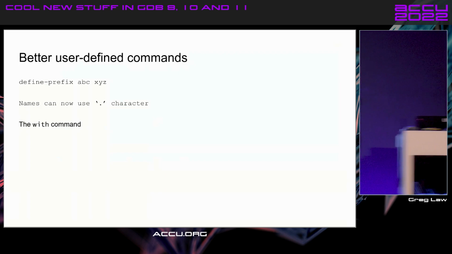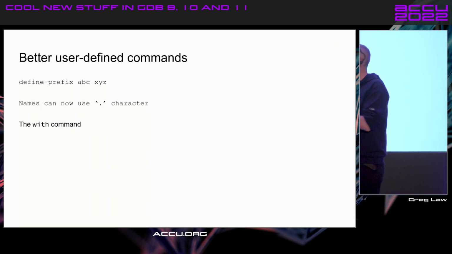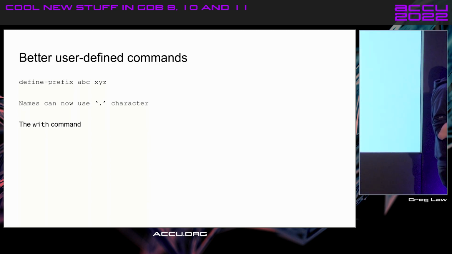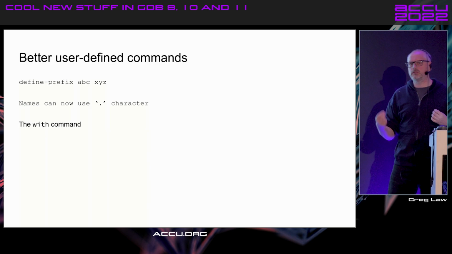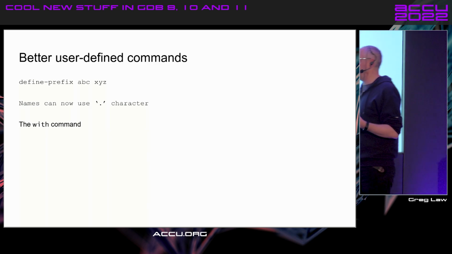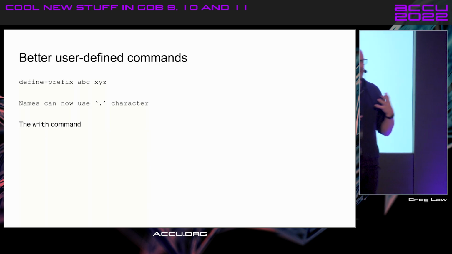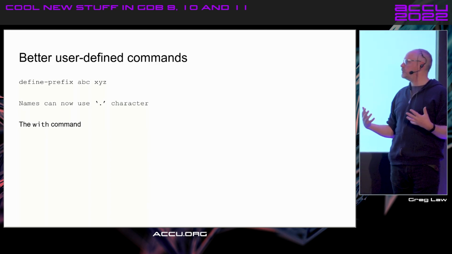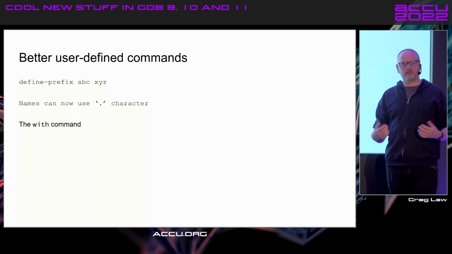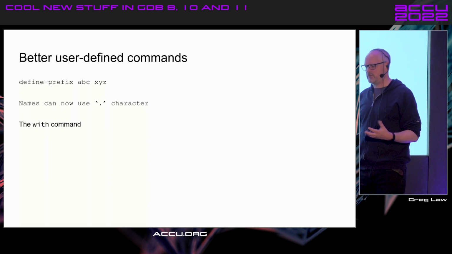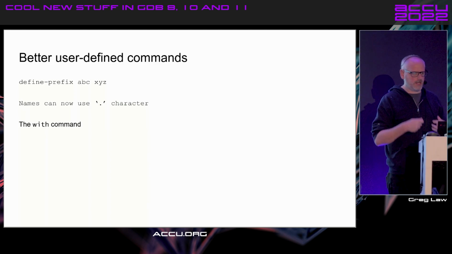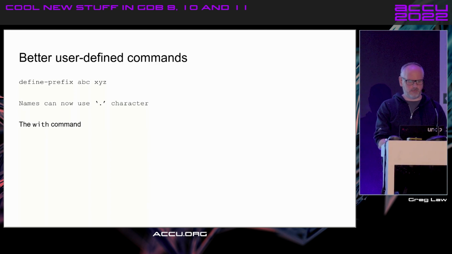Also, I think that appeared in GDB 9 is the with command. This is useful generally, but it's particularly useful for user-defined commands because if your user-defined command gets a little bit more complicated, you might want to change some settings. So for example, pagination, right? Pagination just really often gets in the way, especially with user-defined commands.